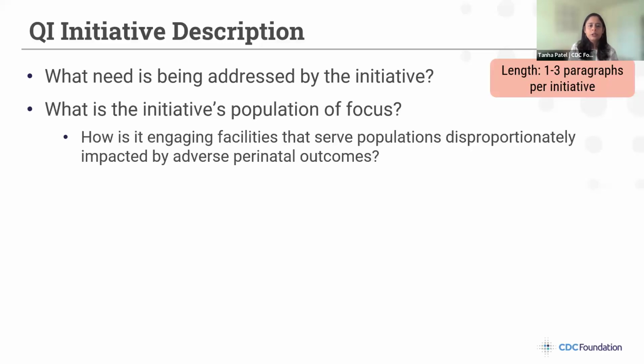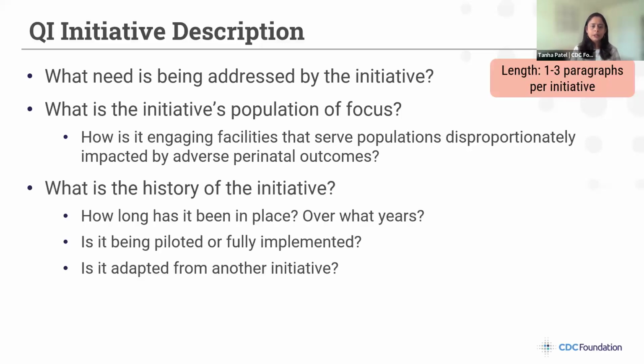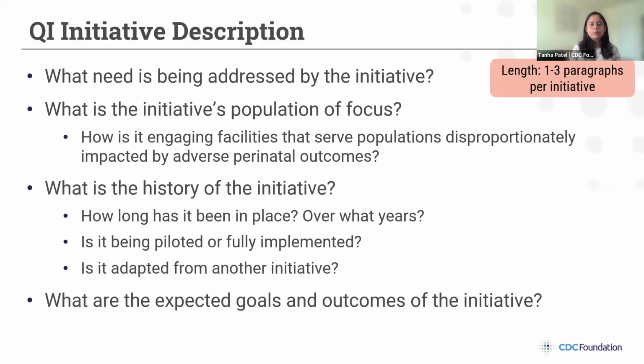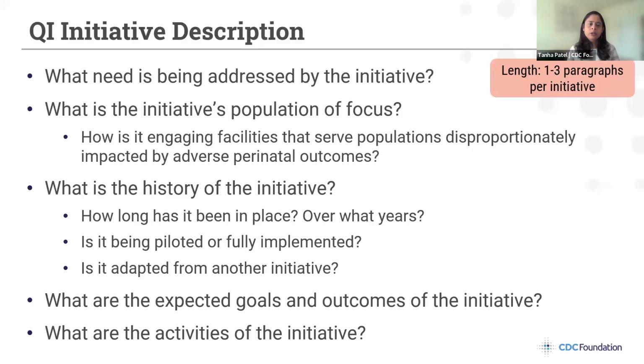Next, describe the population impacted by the activities. In particular, include how the initiative is engaging facilities that serve communities inequitably impacted by adverse perinatal outcomes. Explain how long the initiative has been in place. You also want to describe the goals and outcomes that the QI initiative expects to achieve. And finally, describe information on the activities that are being implemented as part of the initiative.